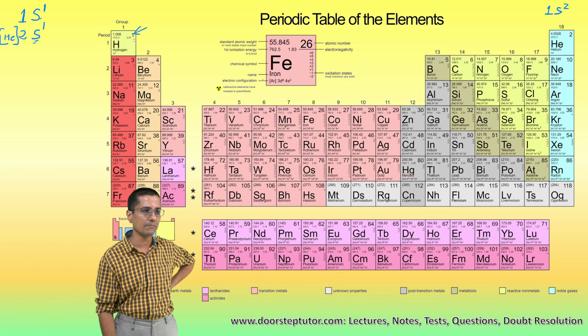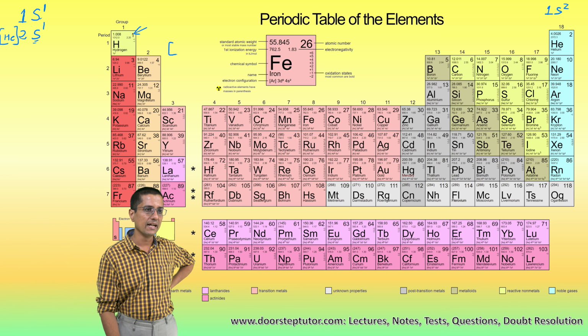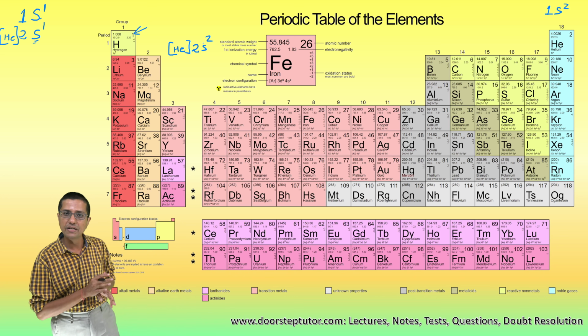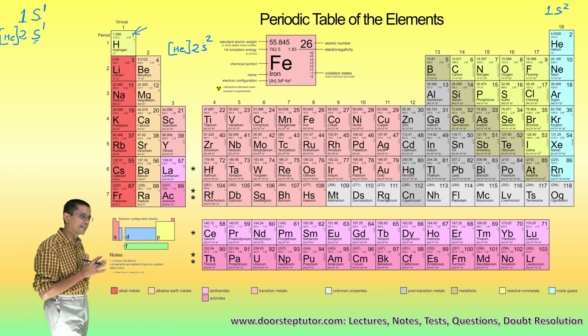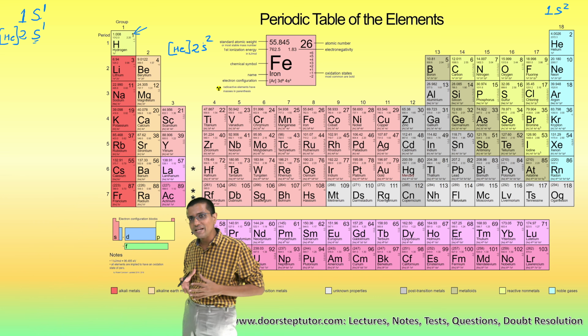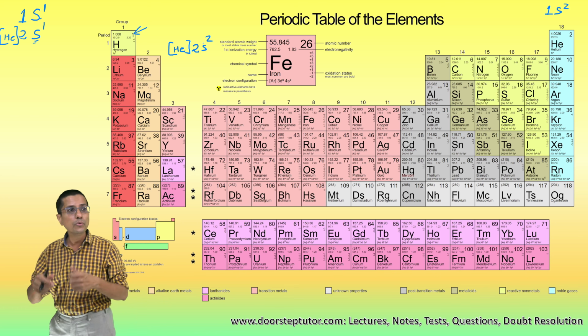What about beryllium? Beryllium has the full electronic configuration of helium, and plus it has 2 electrons in the 2s subshell. Now after this, the 2s subshell is completely filled up. It can hold a maximum of 2 electrons. So the next electron, where would it go? It would go to the 2p subshell.